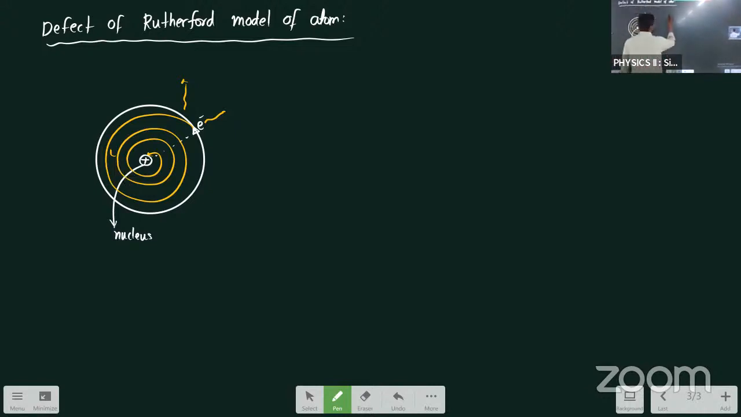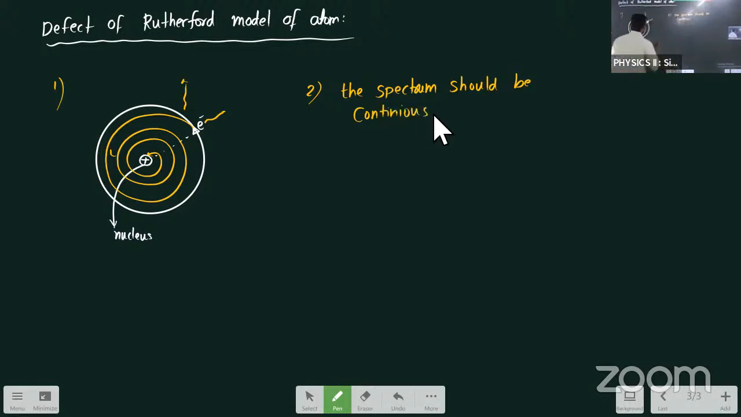Next, the second defect. What is the first defect? As the electron is continuously losing the energy, it should fall inside the nucleus and collapse. But is that happening? No. What is the next defect of the Rutherford model? As he said the electron is accelerating around the nucleus, and continuously emitting radiation, the spectrum should be continuous. Why should the spectrum be continuous? As the electron is accelerating around the nucleus, at every point it should emit radiation of energy E equals h nu, and we should get a continuous spectrum.